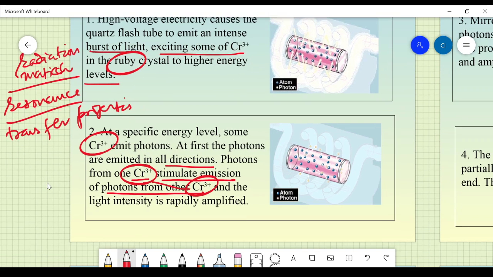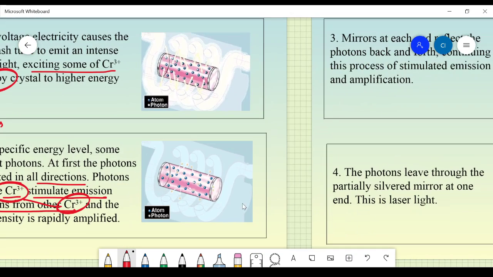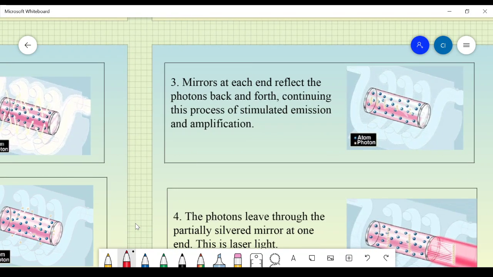If you use some other crystal, the energy will be transferred to some other lattice and will be lost. If the energy is lost, you won't get any photon emission. And the intensity of light is rapidly amplified, so it is increased. Mirrors at each end reflect the photons back and forth, continuing the process of stimulated emission.